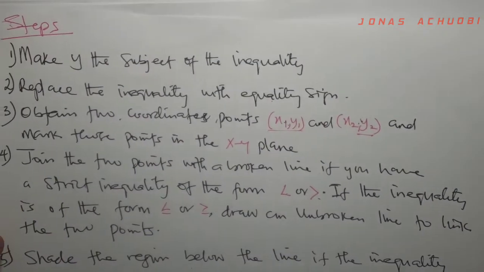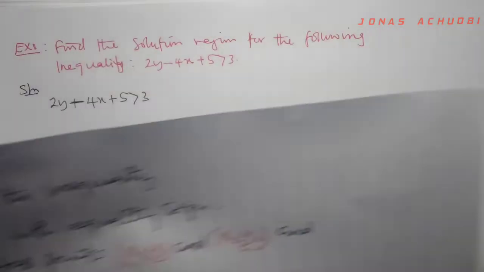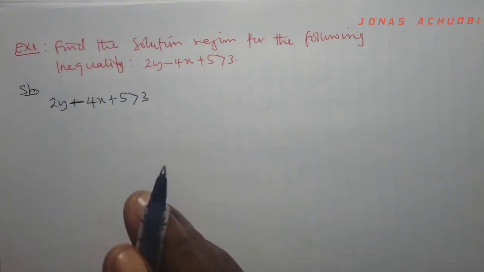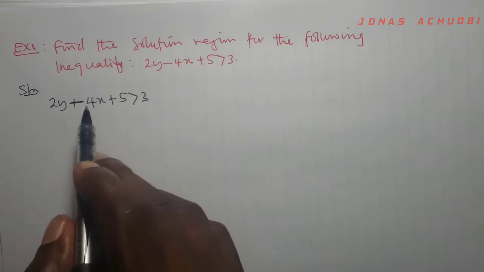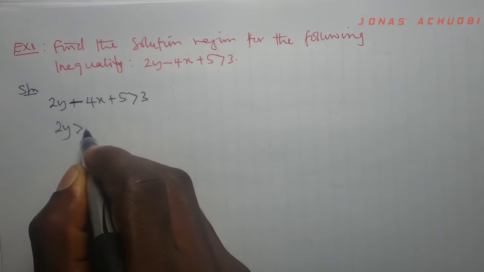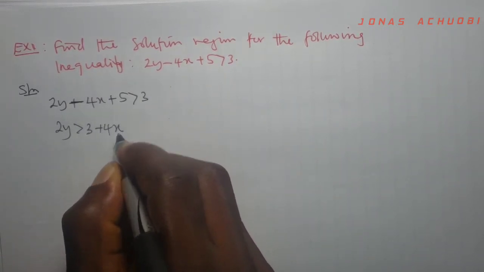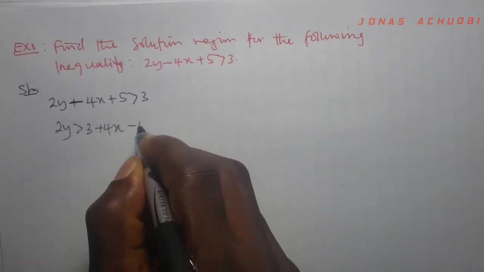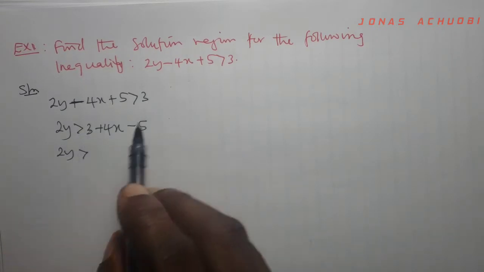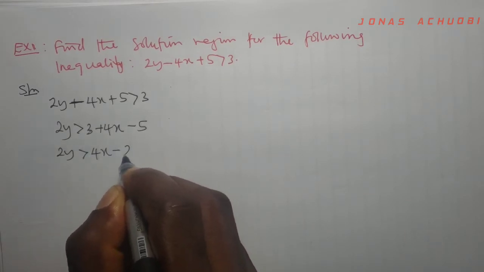So step 1 says we should make y the subject of the inequality. To make y the subject simply means to make y stay alone. So to do that, we shall send every other thing to the right hand side. So we have here 2y greater than there's 3 here. This is minus 4x, to the right becomes plus 4x. This is plus 5, to the right becomes negative 5. So that 2y is greater than 3 minus 5 is minus 2. So we have here 4x minus 2.